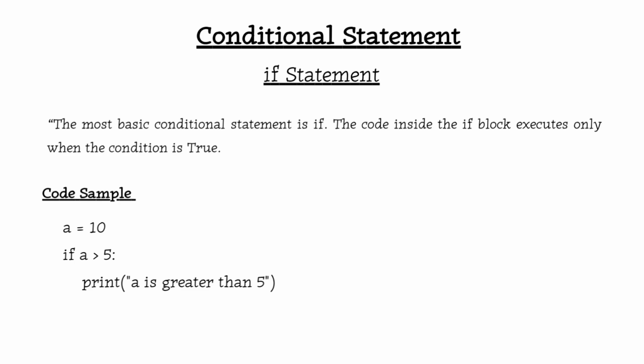Look at the screen right now carefully. I have written a code snippet over there. I have written a equal to 10, and if a is greater than 5, then I am printing a value, here printing a is greater than 5. So basically Python checks whether the value is greater than 5 or not. If it is greater and the condition evaluates to true, then only the print statement will get executed. If the condition is not satisfied, meaning it evaluates to false, then nothing will print on the screen and the code will continue from there.